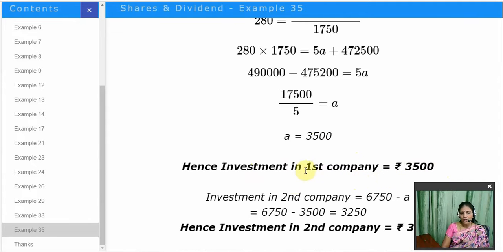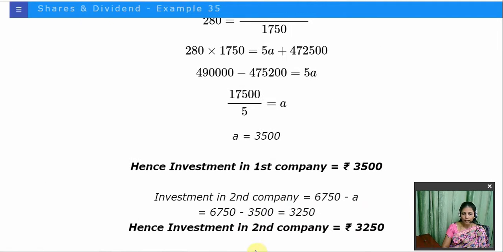Now what is his investment in the second company? In the second company he has invested the remaining amount. Remaining is 6,750 minus A. 6,750 minus A, and just now we found A as 3,500, that is equal to 3,250. So this is the second company investment. Now you can clearly see that the investment in the second company is 3,250.